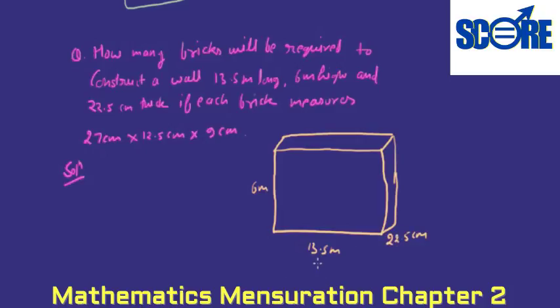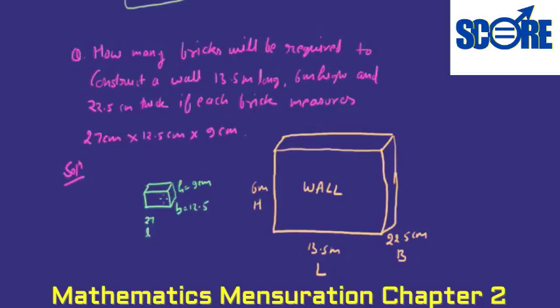So this is nothing but the length of a cuboid, this is the breadth of the cuboid, and this is the height of the cuboid. This is our wall. Now we have to create this wall with the help of a brick, and the dimensions of the brick are given to us. Let's say this is a brick. Its length is 27 centimeter, that is our L. Its breadth is 12.5 centimeter, and its height is 9 centimeter.